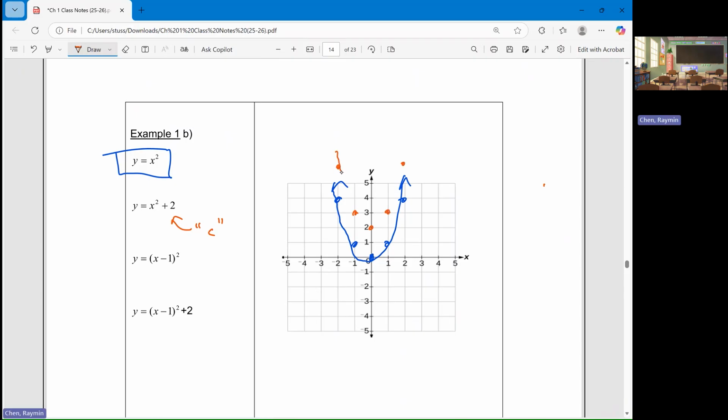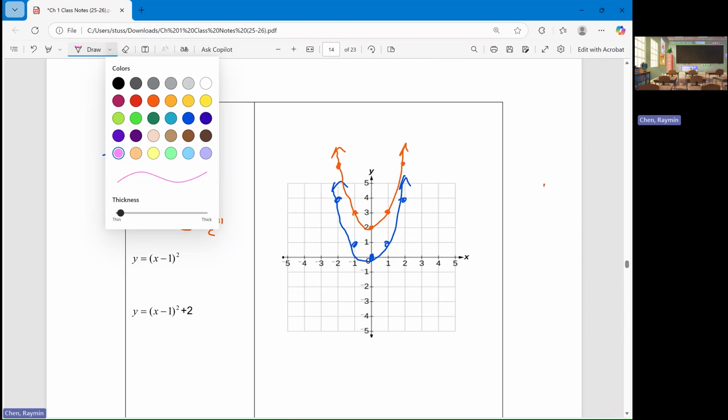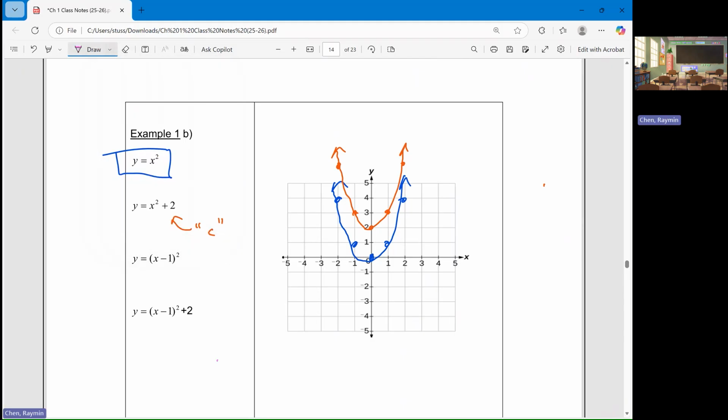This is why I do not like this package, because my graph is off the grid. My last one I'm going to do: what is y equals x minus 1, all squared? What is this? You guessed it, it's a D. We're going to take that blue function and we're going to shift it right 1 unit.